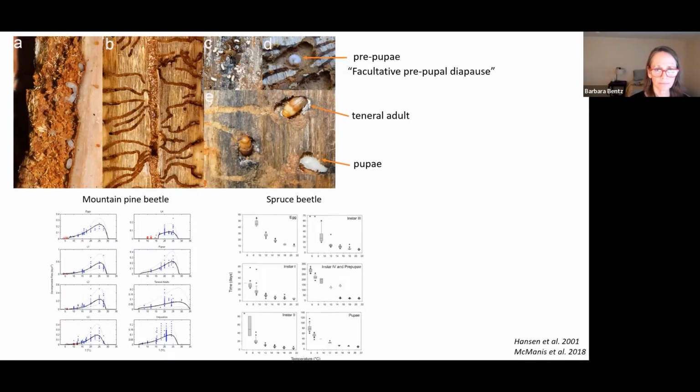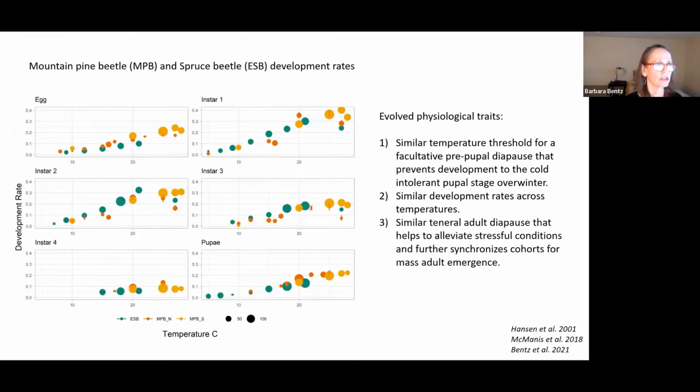But in these species, cool temperatures induce these individuals into this diapause, again, to at least partly protect the cold intolerant pupae. So we also have development by temperature data for these species shown here in rates for mountain pine beetle and time for spruce beetle. And if we put those together on the same graph, we see that in addition to similar thresholds for facultative prepupal diapause, both of these species have similar development rates across temperature. So temperatures here on the x-axis, development rate, spruce beetle, Dendroctonus rufipennis, is in the green, and mountain pine beetle, and we have two populations of mountain pine beetle, are in the orange and the red.